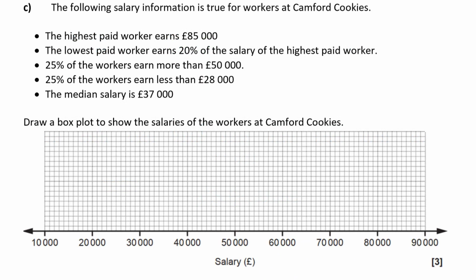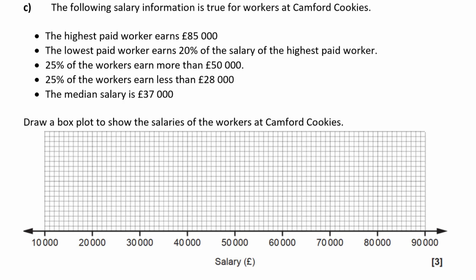Part C, the following salary information is true for workers at Camford Cookies. So this must be some sort of dastardly rival to Bexbridge Biscuits. So what do we know about Camford Cookies? The highest paid worker earns 85,000. The lowest paid worker earns 20% of the salary of the highest paid worker. 25% of the workers earn more than £50,000. 25% of the workers earn less than £28,000.